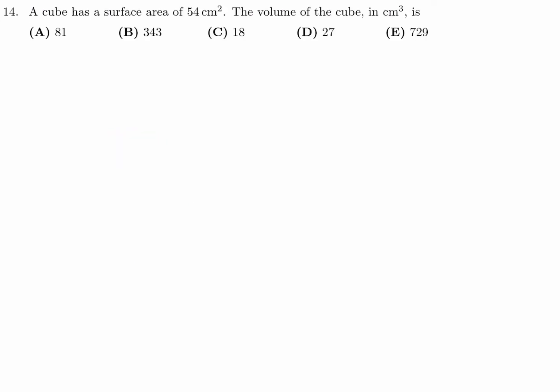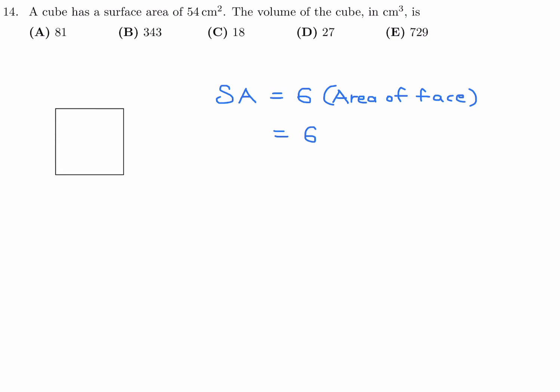Surface area of a cube is 54. The volume of that cube is? The surface area of a cube is written as 6 times the area of a face of the cube. Now the face of a cube is always going to be a square, right? A cube is basically made up of square faces. So the side, if it's x, the area of the face is just x squared.